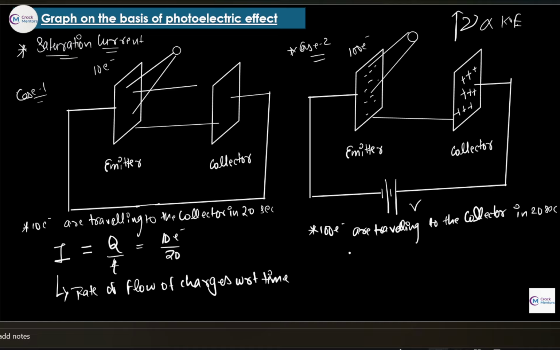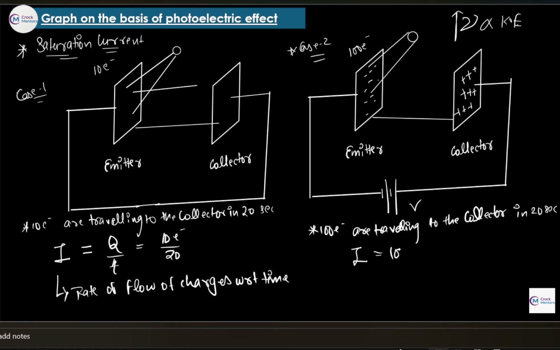So right now 100 electrons are traveling to the collector in 20 seconds. Then what is going to be the current now? This is a sudden increase in the current. Why? Because when the battery is connected to it, somewhat 10 electrons were getting out before, and afterwards 100 electrons are getting out. So what are we going to observe?